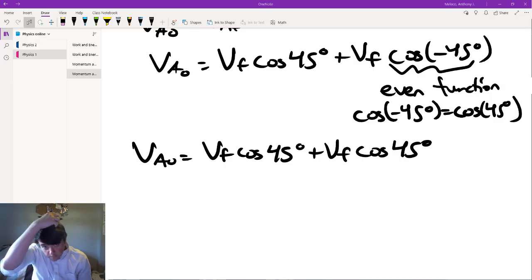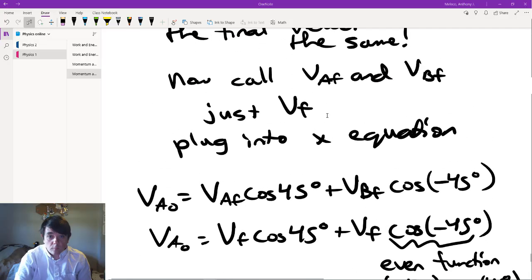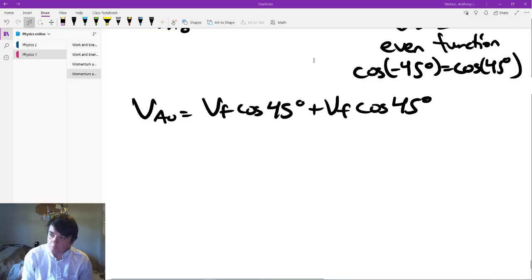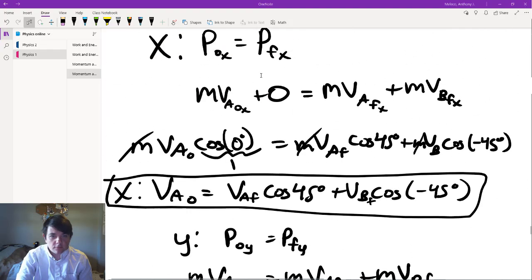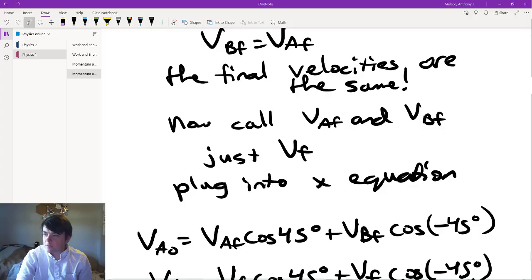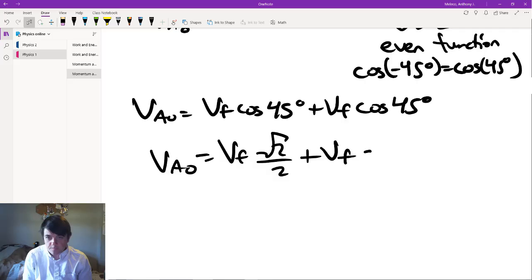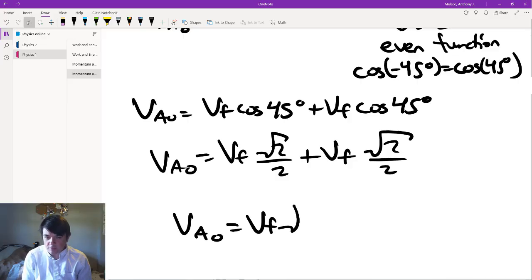Oh yeah, I forgot to mention I did cancel all the masses. So this guy, oh, I forgot to put 0. Oh, no, wait, it's not 0, sorry. I don't know what I'm doing. Okay. So VAO equals V final, I'm going to rewrite this now as root 2 over 2, plus V final root 2 over 2. So now we can add these. It's literally half plus half, it's 1. So VAO equals V final root 2.